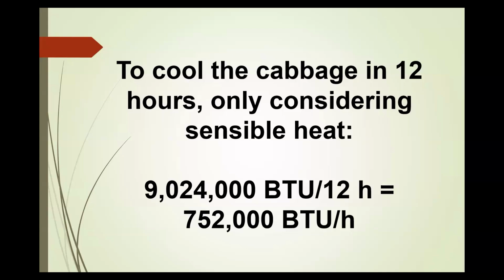To cool the cabbage in 12 hours, only considering sensible heat and not also considering respiratory heat, we're going to take the value of 9,024,000 BTUs for the 100 tons of cabbage and divide it by 12 hours. We'll therefore need to remove 752,000 BTUs of heat energy per hour from the cabbage to cool it to 32 degrees in 12 hours.